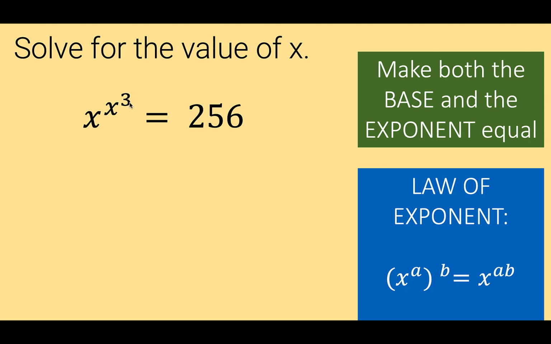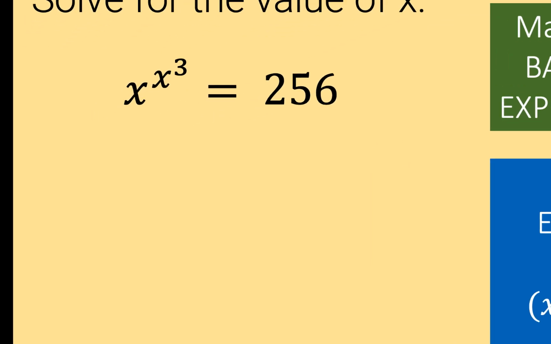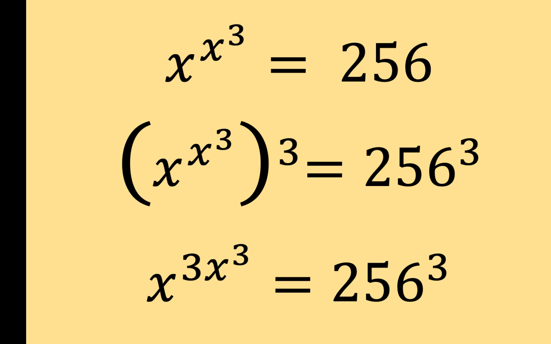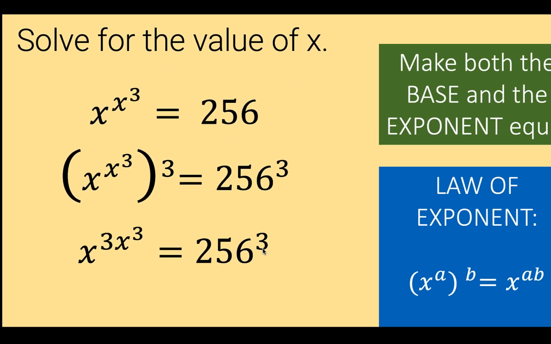Since we already have an exponent 3 here, let's raise the left and the right side of this equation to exponent 3. And this is the result. Then applying this law of exponents, we can now multiply the exponent x cubed and this exponent 3 to arrive at this result. Notice now that x cubed times 3 is equal to 3x cubed, and then we just copy 256 cubed.